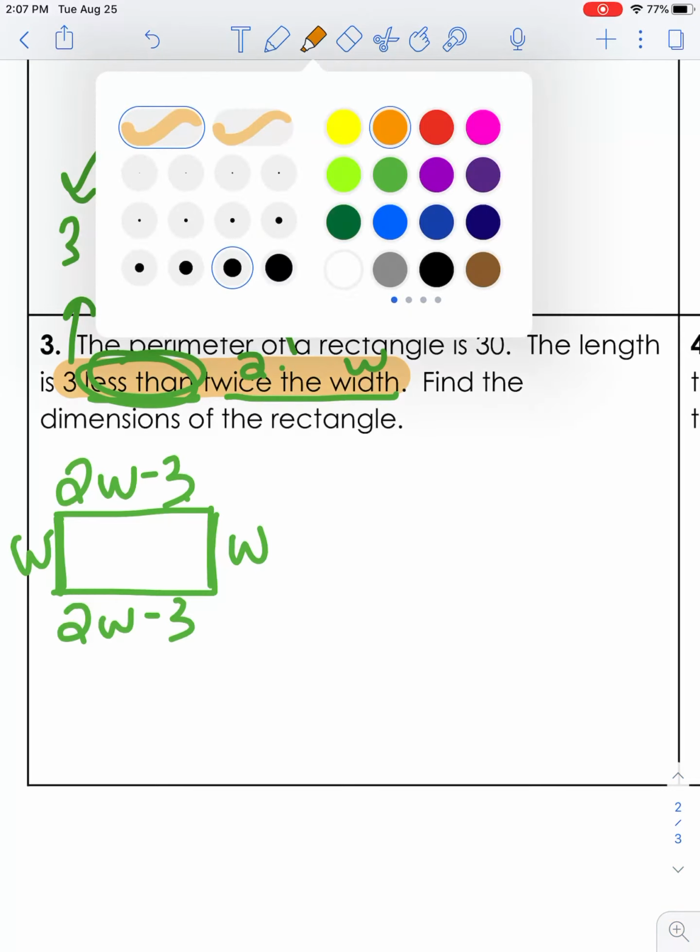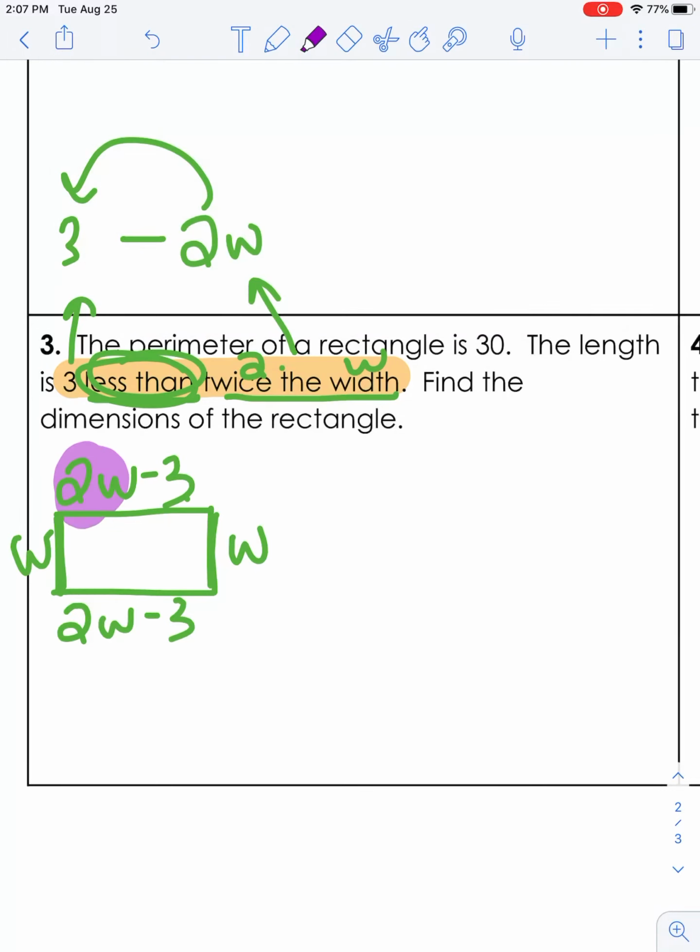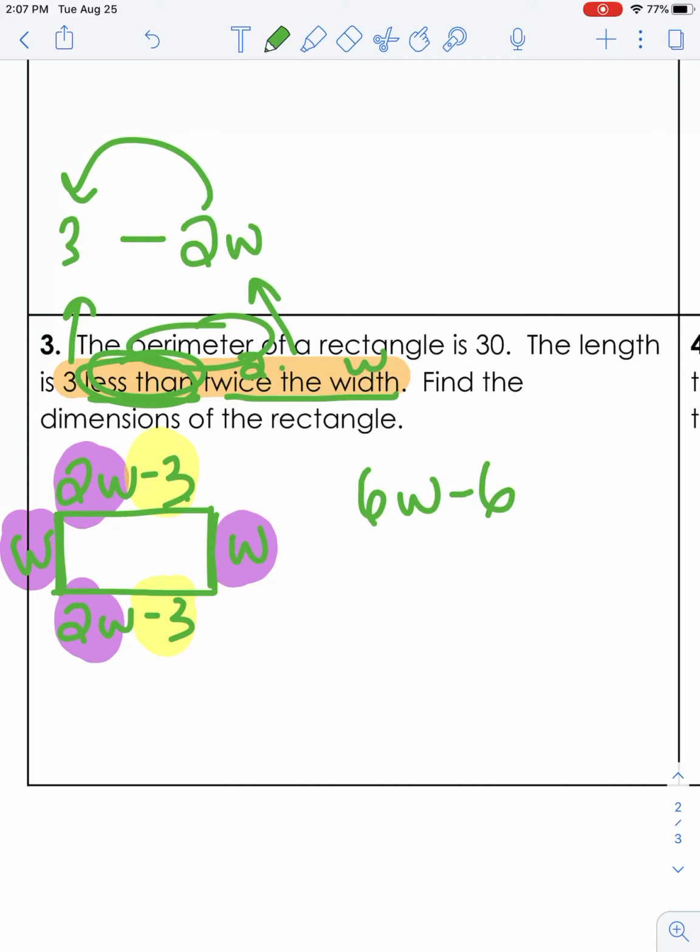Perimeter means add up all your sides, so combine all your like terms. 2w plus 2w is 4w, plus w is 5w, plus another w is 6w total. And then we have -3 plus -3 is -6. That's adding all my sides, which means that's my perimeter, and that perimeter is 30.